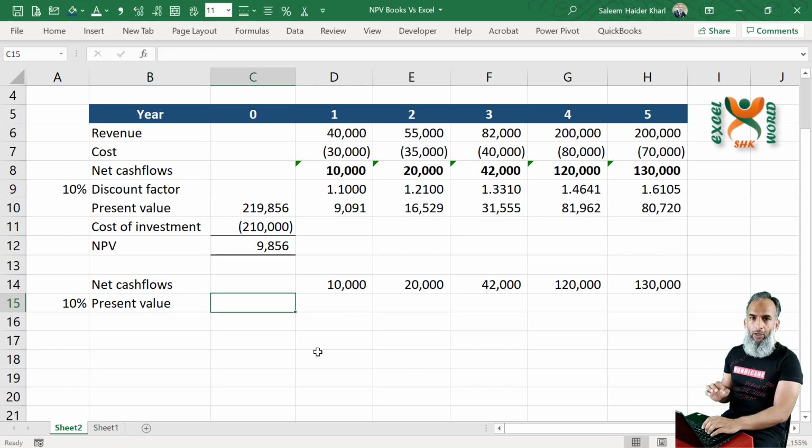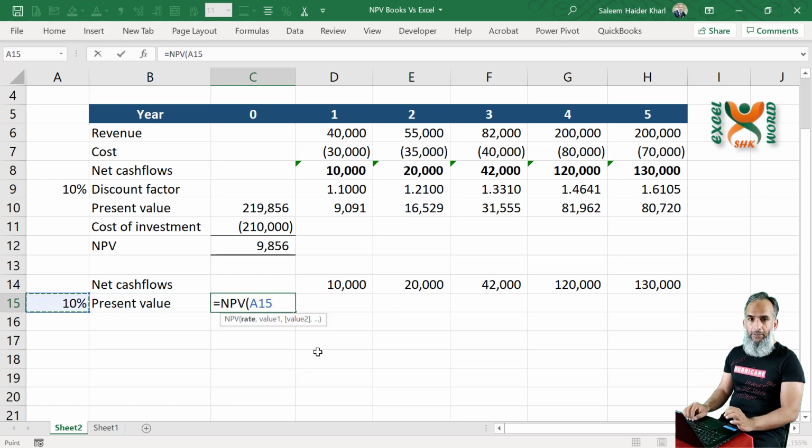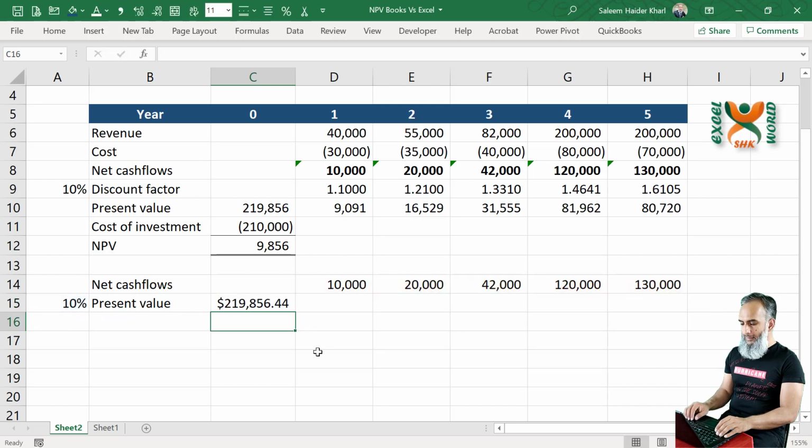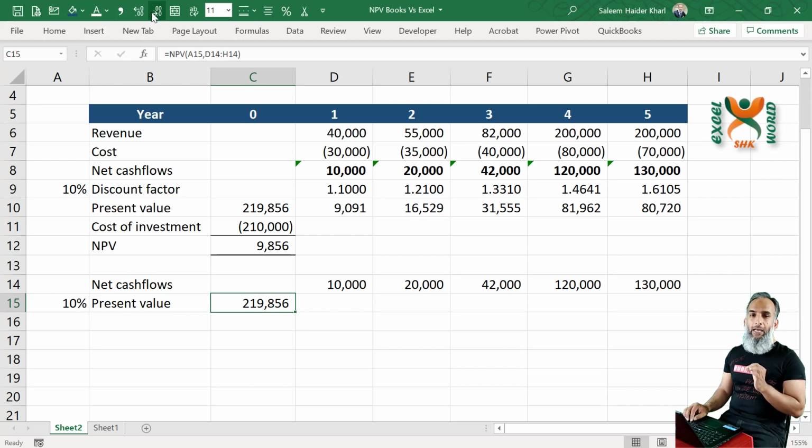Now we are going to use the formula NPV equal to NPV. And the rate, we know it is 10%, which is the discount rate or the cost of capital. And the cash flows are all of these. Remember that you should not include the investment amount in your cash flows. Otherwise, your answer will be wrong. So bracket close, press enter. So you can see that with the help of Excel, we have calculated the present value quite easily.